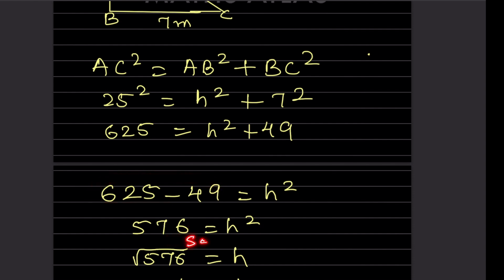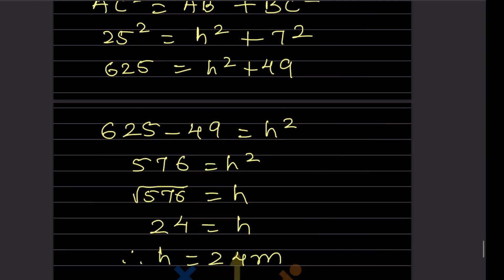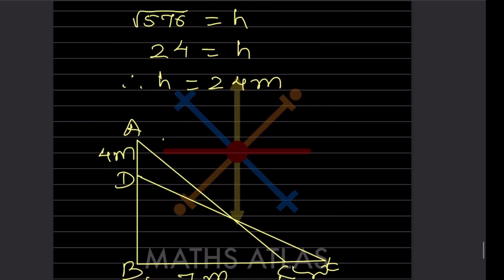Taking the square root on both sides, what do you get? H will be root of 576, which is nothing but the perfect square of 24. So the height is 24 meter. So the first part is done.